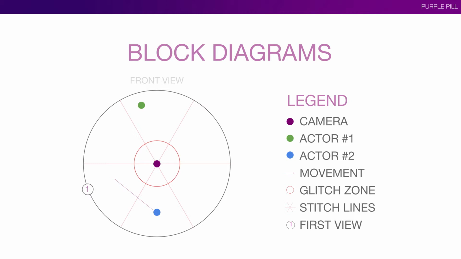The circle with the number 1 in it represents what is most likely the first thing a viewer would see in a scene. Front view and first view are often the same, but if your first scene ends with most action happening on the left, then the viewer will most likely still be looking to the left when the second scene starts.